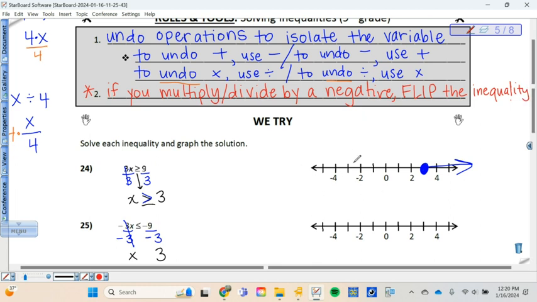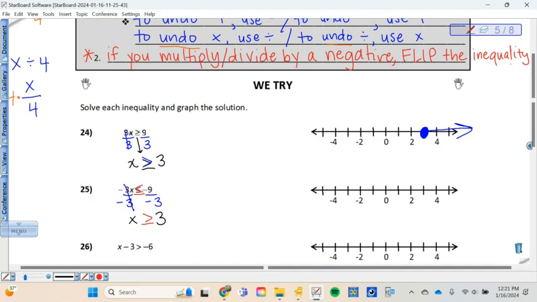So by flip the inequality, I mean this started out as less than or equal to, so it becomes greater than or equal to. So it just flips direction. But only if we multiply or divide by a negative number. All right?